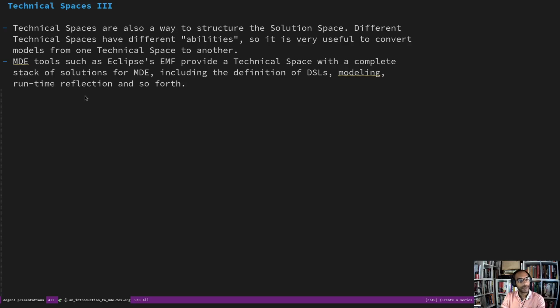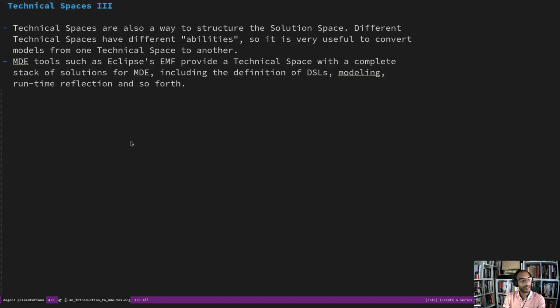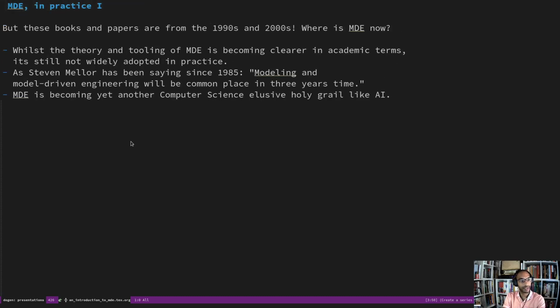And of course there is a zoo of technical spaces. I'm not going to go too much into MDE here. Actually, one thing that we missed in this presentation, which I'm going to cover very quickly, although it's not in the presentation.